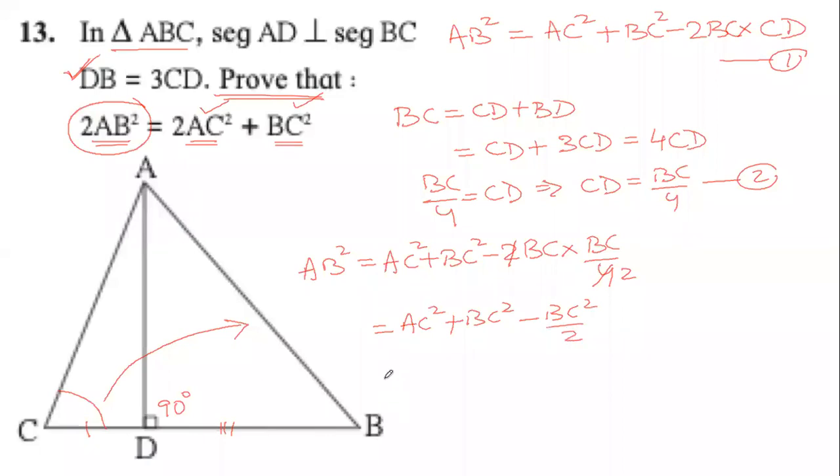So now this reduces to AC square plus BC square minus BC square by 2. Now you help me write the next step. AC square remains as AC square. How much is BC square minus BC square by 2? It's very easy. Let's see if you can get it. Speak or type.